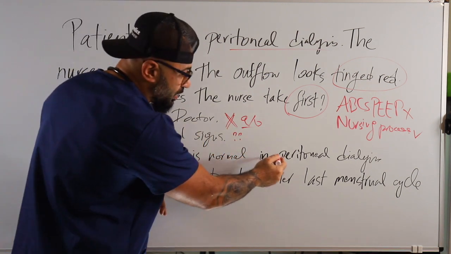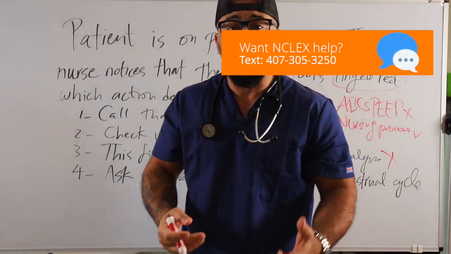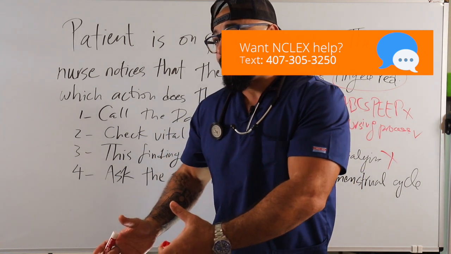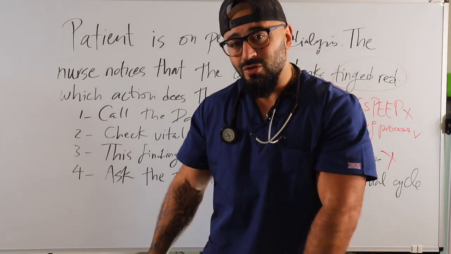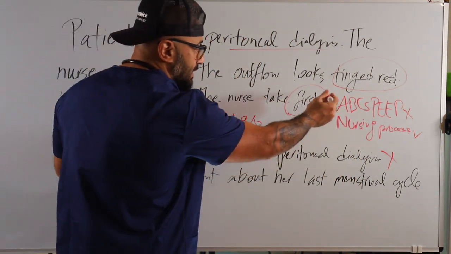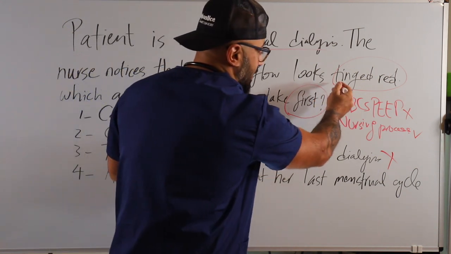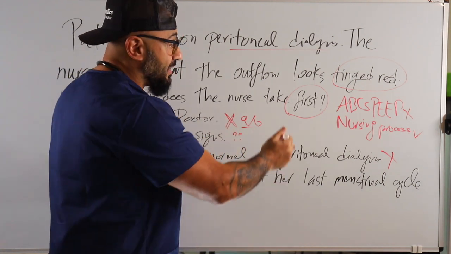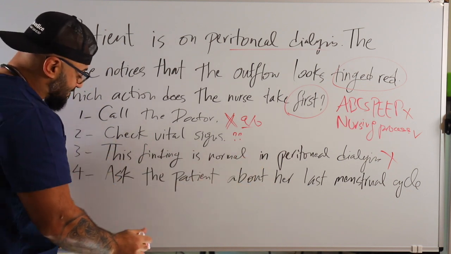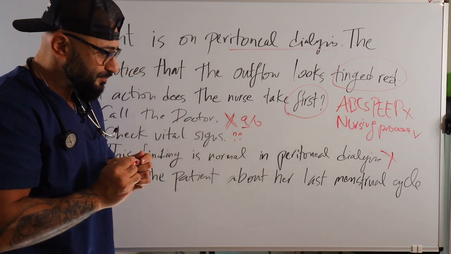This finding is normal in peritoneal dialysis. Definitely it's wrong because it's not normal. If you've ever seen a patient with peritoneal dialysis, the outflow will look yellow, maybe dark yellow, but never tinged red, okay? So if it's tinged red, especially if it's bright red, the patient is bleeding. But there's something going on, man, with blood. So definitely it's not normal. I'm canceling this option.